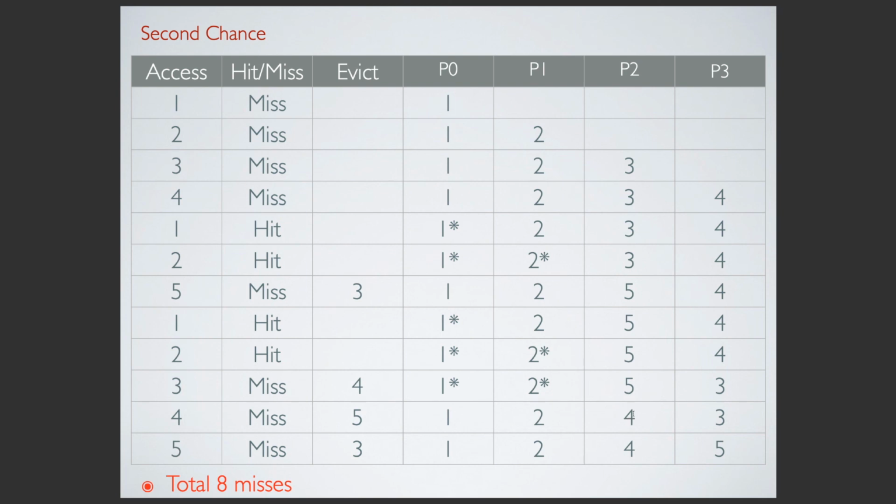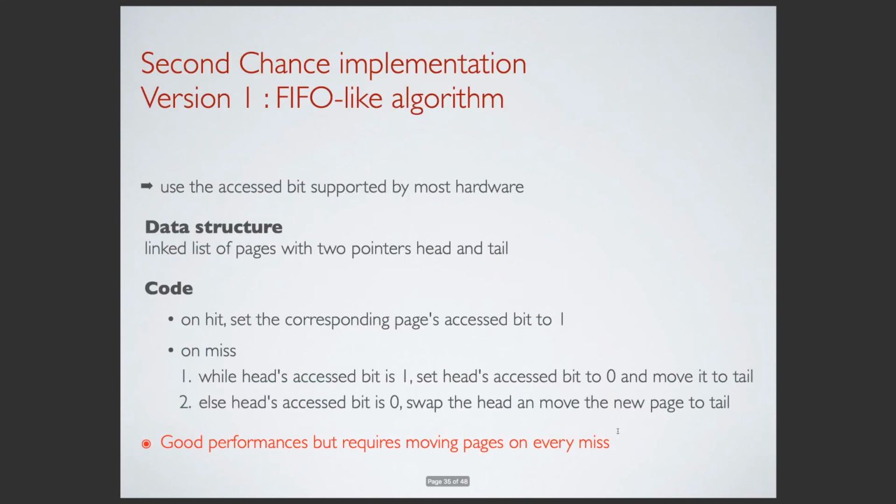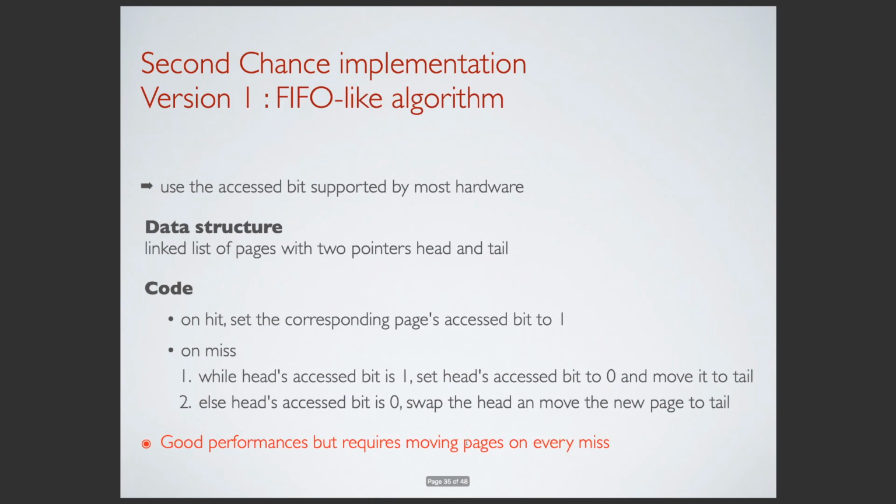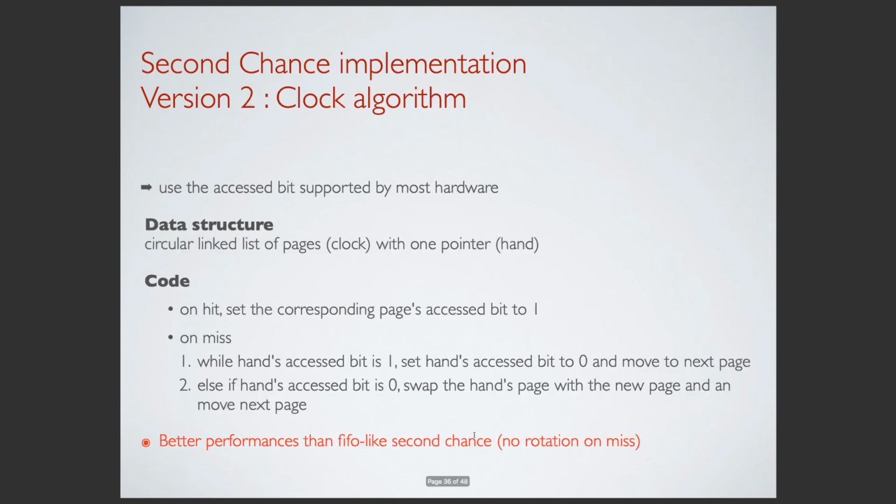Okay. I evict 5 to put 4 here. And here, same thing. Now my head is actually here, and that's the one I'm going to evict. Okay. All good. It's working. All right. So here, it's good, but it requires moving pages on every miss. Can we do better? Yes, we can do better.